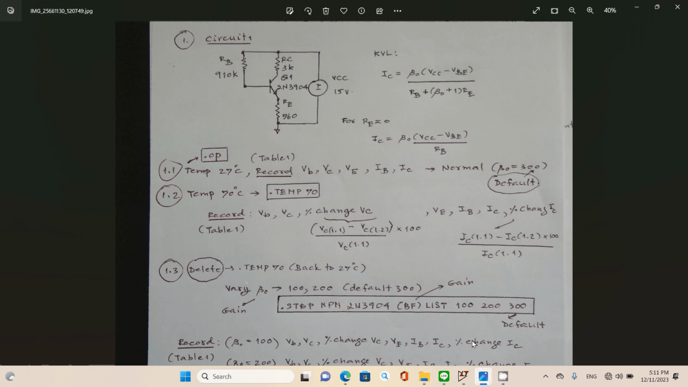Well, you need to take the data for VB, VC, VE, IB, and IC. Also, the percent change of VC. You can find that from VC of 1.1, that's at room temperature, 27 degrees Celsius, and VC of 1.2, when you're working at the temperature of 70 degrees Celsius. You take the difference, multiply by 100 and divide by VC from 1.1, or when you work at room temperature, 27 degrees Celsius. Same for the percent change in IC.